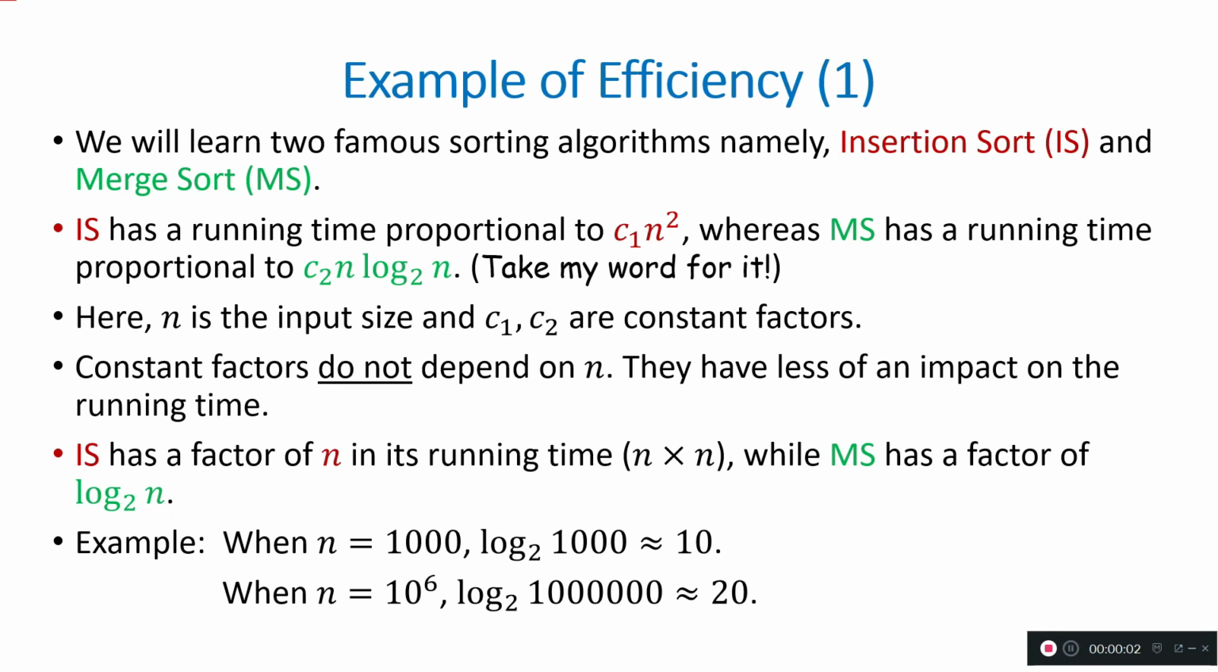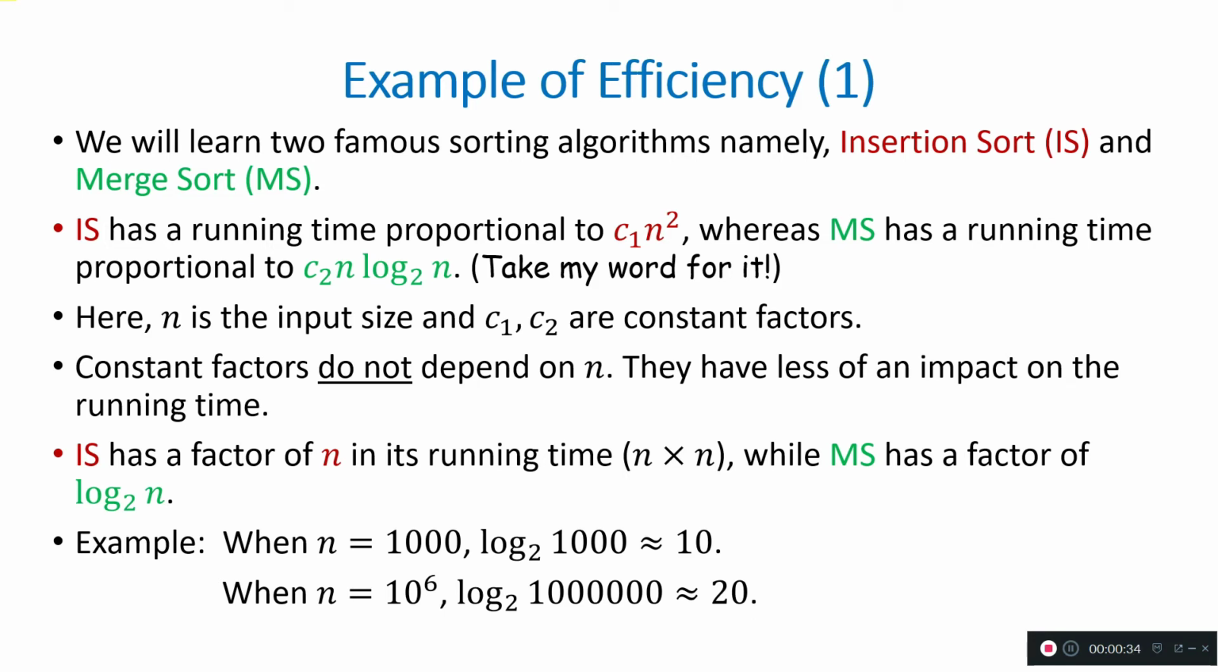Now let's use a comparative analysis to understand what efficiency actually means. Here we have two sorting algorithms, namely insertion sort and merge sort. As for now, let's assume that the running time of insertion sort is proportional to C1 times n squared, whereas that of merge sort is proportional to C2 times n times log of n. Over here, n is the input size.